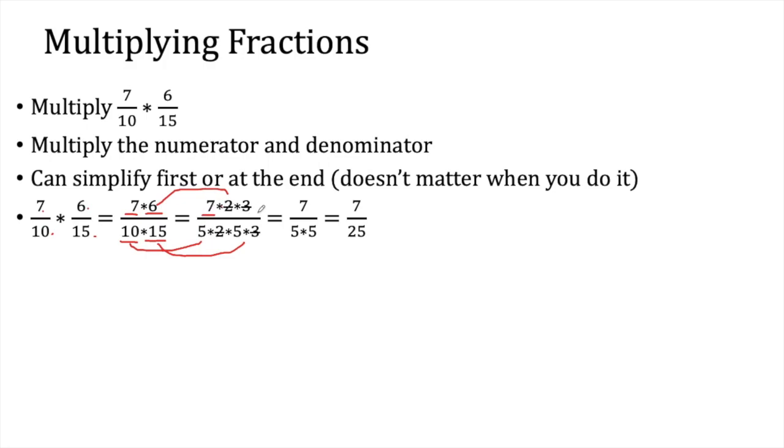So now you'll see that you can actually cancel out the 2 and the 3 because you have a 2 and a 3 in the numerator and a 2 and a 3 in the denominator. 2 divided by 2 is 1, 3 divided by 3 is 1. So you can just cancel them out to become 1. And now in the numerator you just have 7, and in the denominator you just have 5 times 5. And that makes our calculation way easier and gives our answer as 7 divided by 25.